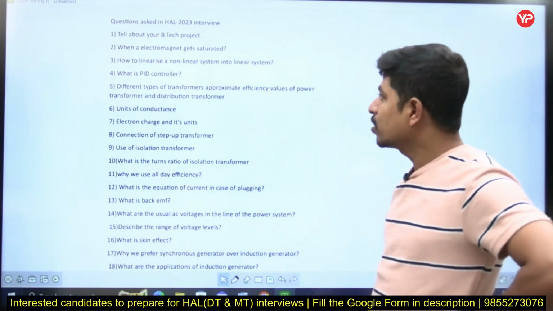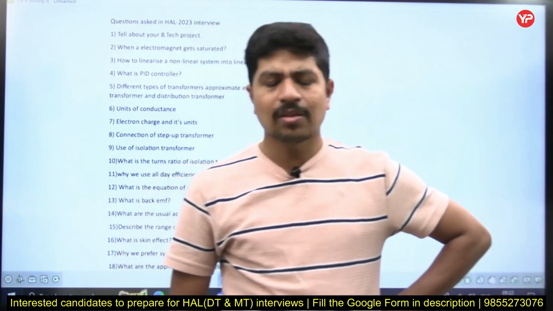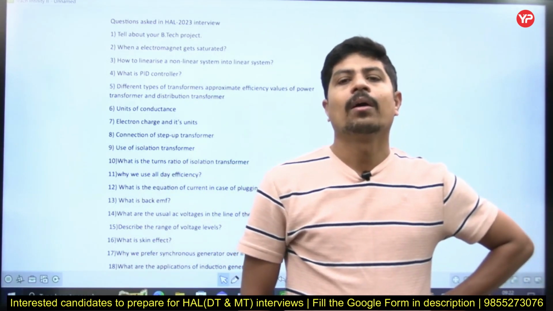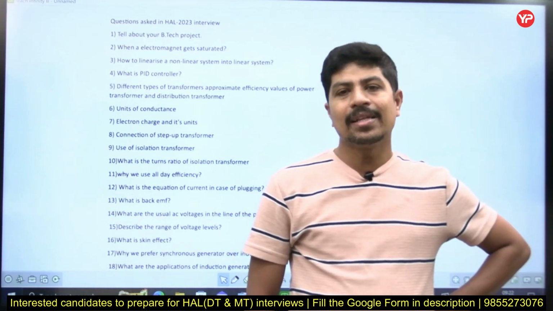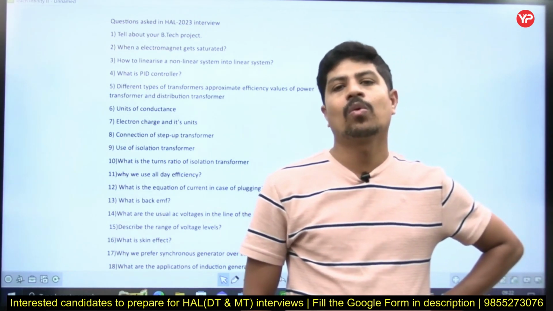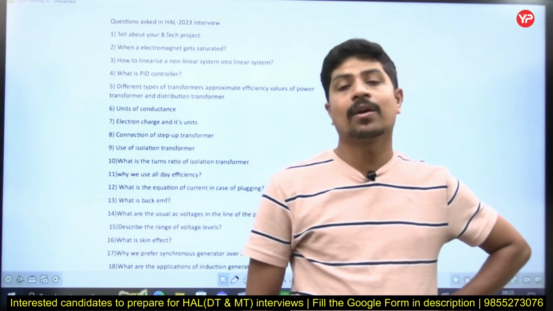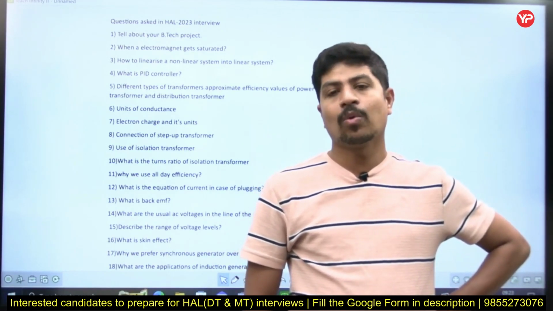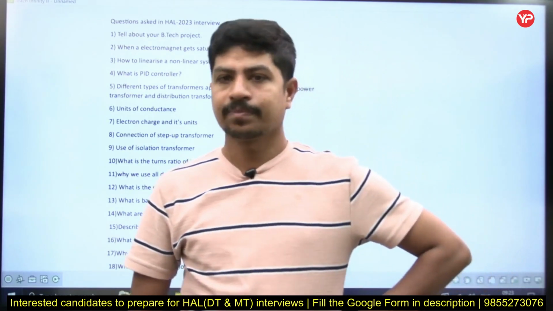Second question is, when electromagnetic material gets saturated, this is all about knowing the materials. For an electrical engineer, knowing the materials is very important. In transformer core we are using CRGO steel. What kind of material is CRGO? We are drawing the BH curve. What is the saturation point? What is the knee point? What is the ankle point? So these things we will be knowing already, right?